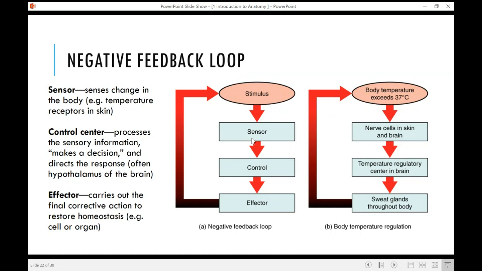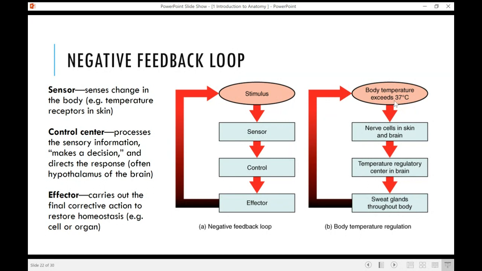Most often that occurs in the hypothalamus of the brain. And then the effector carries out the final corrective action, like the compressor turning on the air conditioner. Okay, and so you can see here what happens with body temperature regulation within our body.